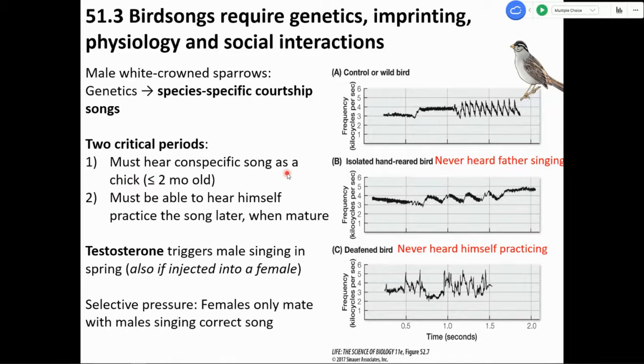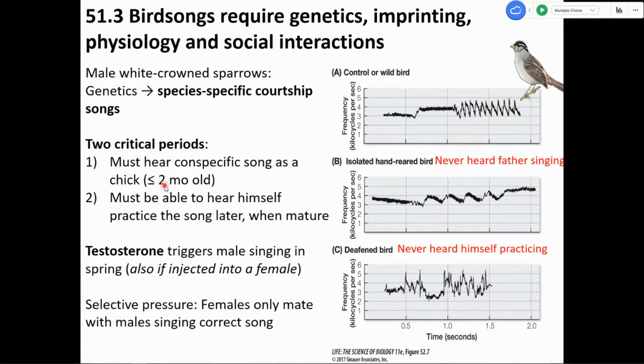It must hear a conspecific's song when it is a chick, when it's less than 2 months old. So this is an example where a bird was isolated and hand reared, and it never heard its father or other male birds singing. You let it grow up and mature, and then it starts singing. And this is what it produces. It tries to make a sound, and it's something vaguely like this, but it's not species specific. This wouldn't be recognized by a female, and the female wouldn't approach it. So it needs to hear its father or other male birds singing when it's a little baby chick in the nest.